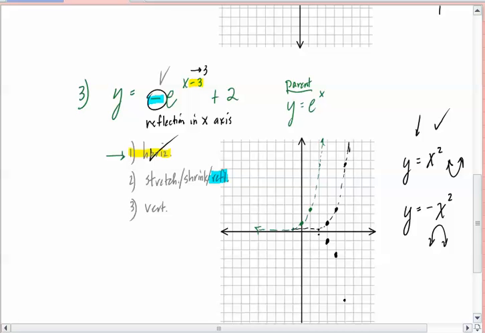So let me change my color again. I'm going to go to blue, and I'm going to still keep it a dashed line because we're not finished. Here's my new graph. Now remember, if it's a reflection in the x-axis, it's never going to reach the y equals 0 line, but it's going to get closer and closer. Let's take a look at the last one then.